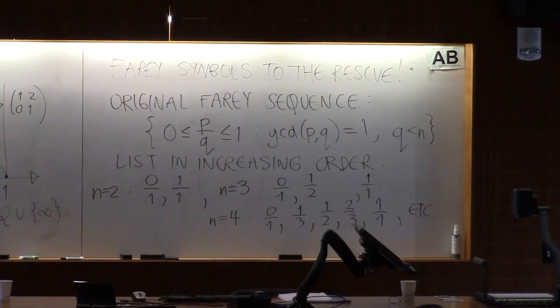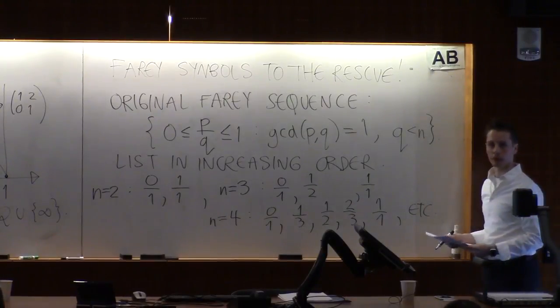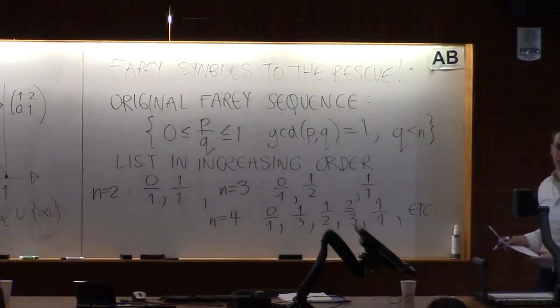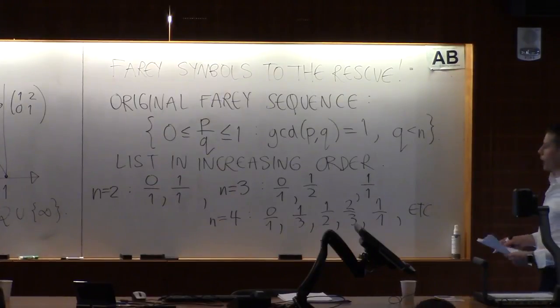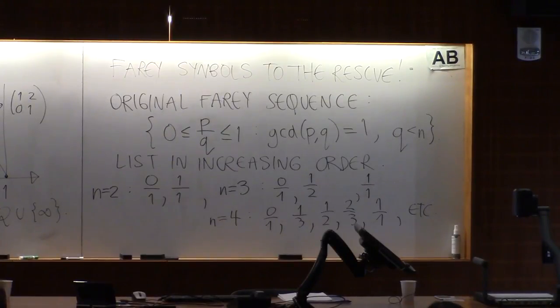So for every positive integer n, I list the rational numbers between 0 and 1 with denominator at most n in increasing order. Okay, I get a sequence. I'm writing it as 0 over 1 to emphasize something. Okay, now do you notice any patterns in this sequence?